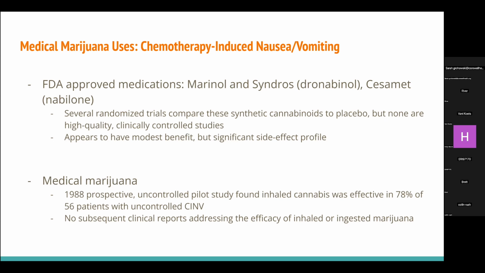There was one study in 1988 that I was reading about. It was a prospective uncontrolled pilot study showing that inhaled cannabis was effective in 78% of patients with uncontrolled chemotherapy-induced nausea and vomiting, but the patient group was so small, it was only 56. And there were no subsequent clinical reports after this addressing how these inhaled or even ingested products affect chemotherapy-induced nausea and vomiting. So again, some potential benefit, but the quality of evidence is not the best.